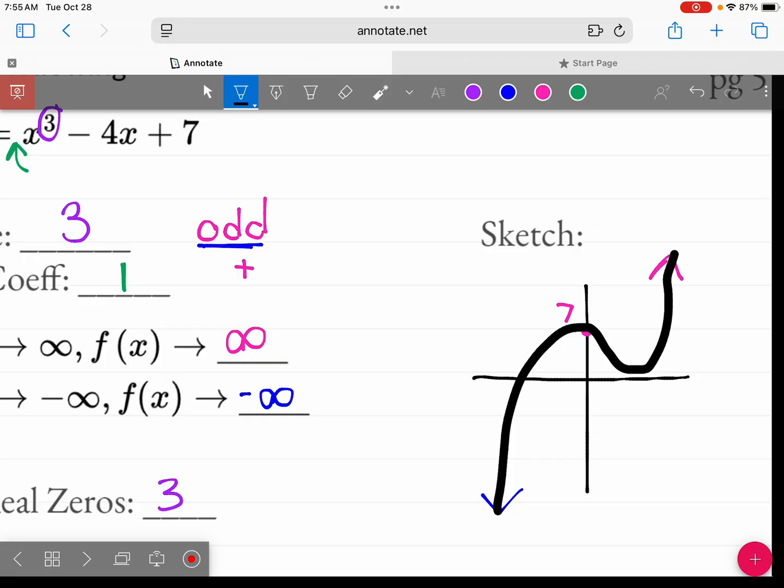So tomorrow we're going to practice with these a little bit more, but they're not particularly worse than this. Okay? We're going to do some sketches. We're going to practice identifying stuff from the sketches, all that jazz.